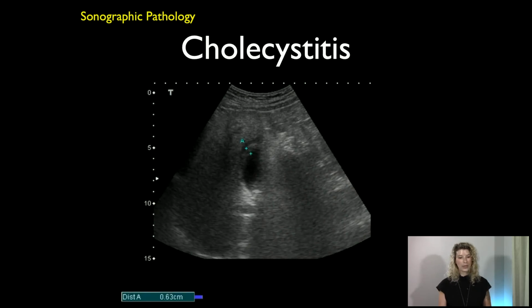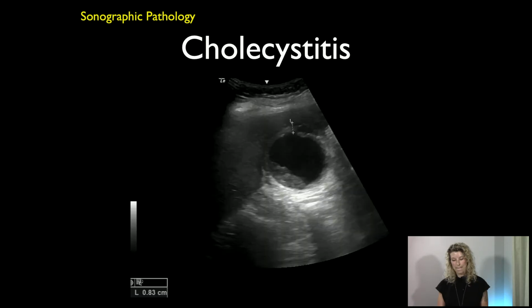In this case, you have a still gallbladder that has a thickened wall. You have some pericholecystic fluid around it, but this is the outer wall and this is the inner wall, and you can see at 0.63 centimeters, it's thickened. Here's another example of a thickened gallbladder wall. This one's pretty thickened. Here you can actually see a lot of other pathology, right? You can see some sludge, you can see some pericholecystic fluid, and you see the gallbladder wall thickening.